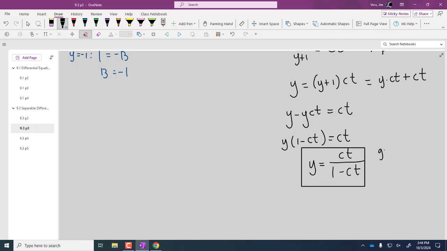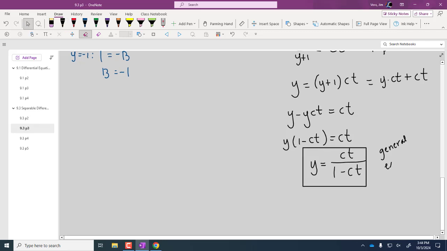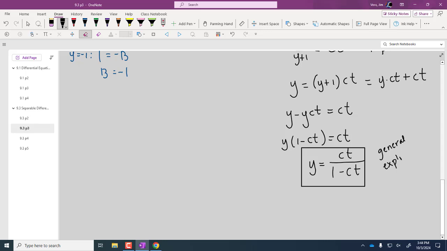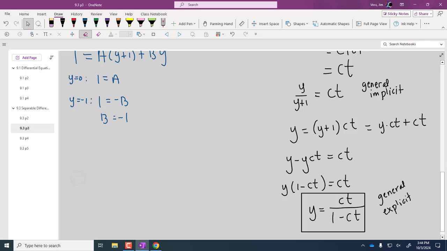So this is general, but it's explicit. So whenever we can, we want to solve for y. The separation of variables. All right, next one. Unless someone has a question.